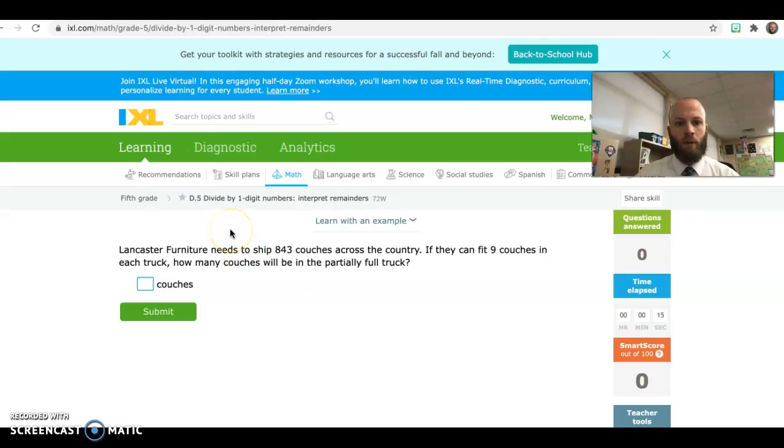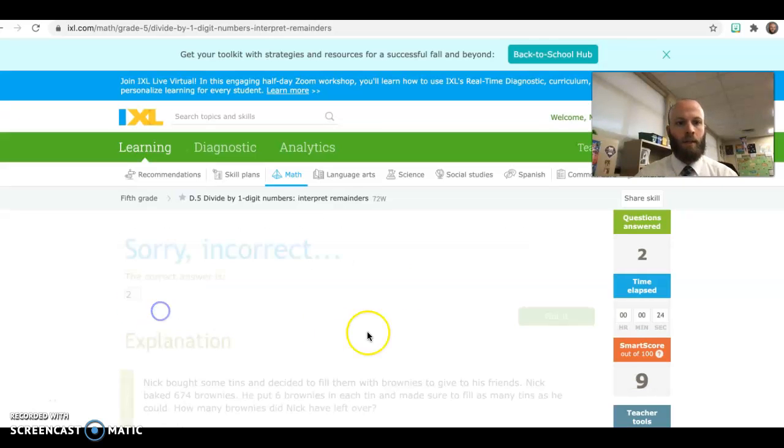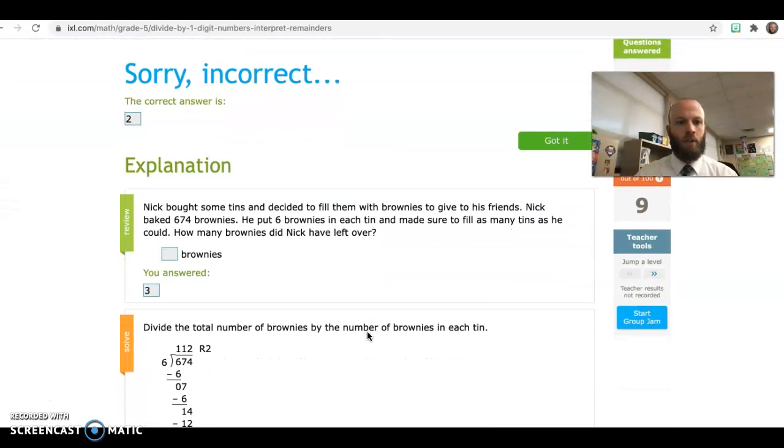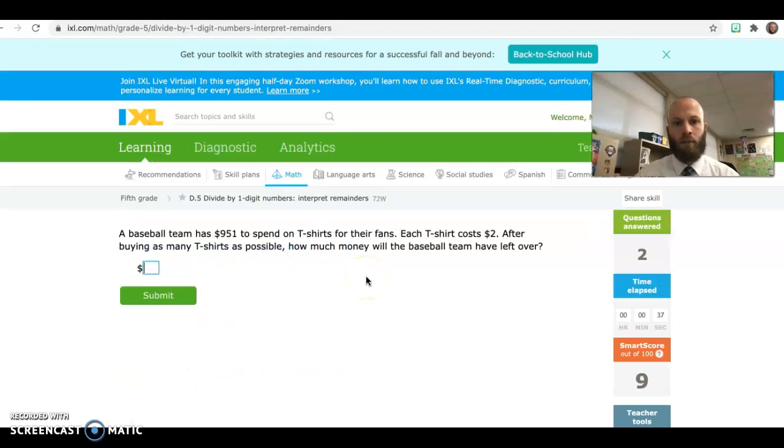So let's just say, for example, I read through this question, I answered, okay, I think my answer is 6, so I type it in, and I got it right. Okay, so I go to the next question, I read through it, I think my answer is 3, and I type it in, and oops, I got it wrong. So, IXL is really cool because it gives you an explanation, it shows you the correct math and what you should have done to solve the question correctly, and then it shows you the correct answer. So you click on got it, and then it gives you a new question.